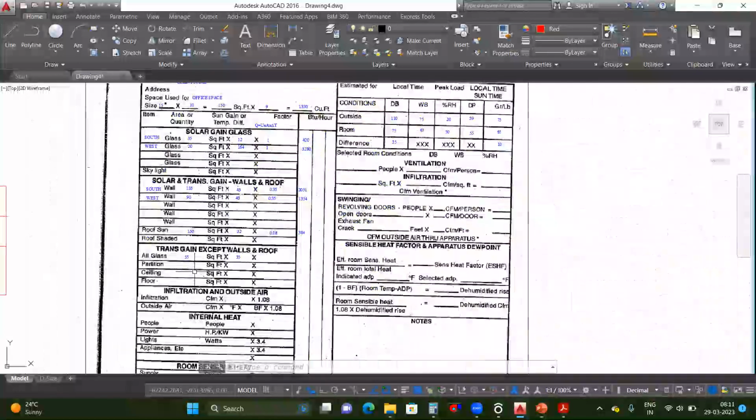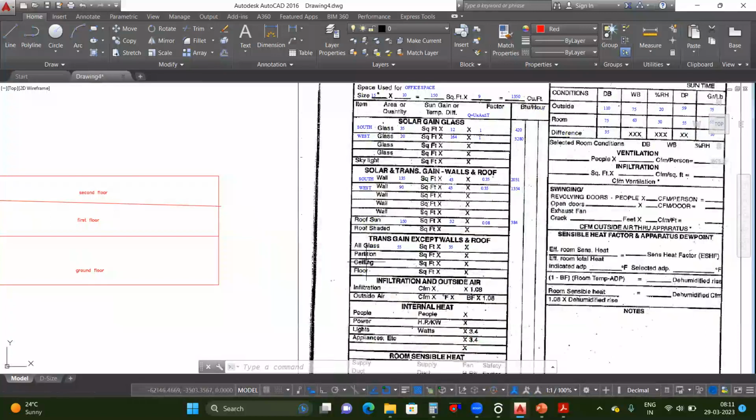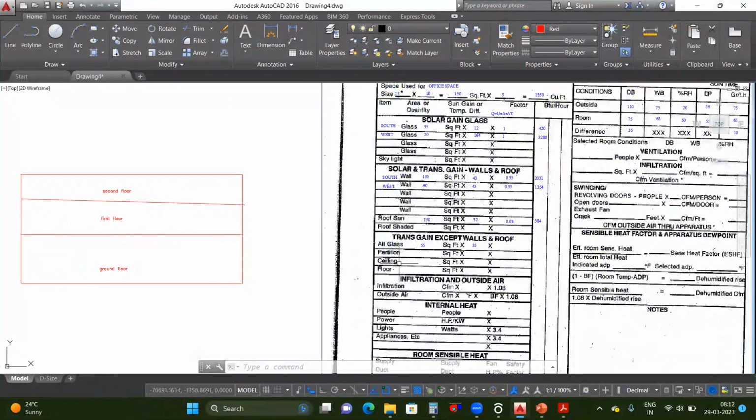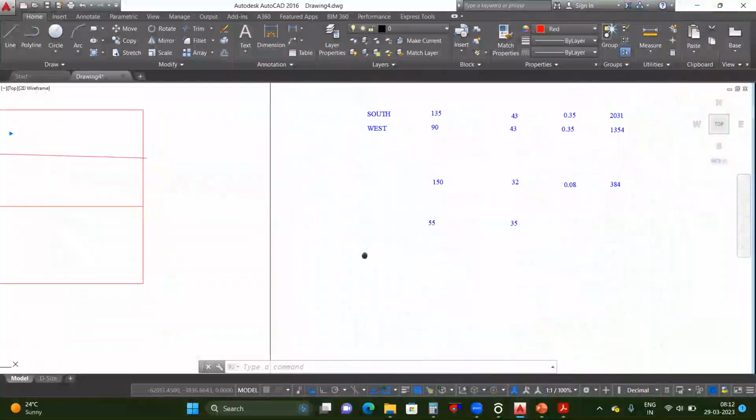So for partition, we need to take the partition. Ceiling is not required, so we have taken our example as a second floor. If we are doing it for the first floor, we need to take that as ceiling. So here the ceiling is not required, so we need to take partition and also the floor value. We are designing for the second floor. Let us assume that the first floor is not air conditioned, so we also need to take the floor value. So the values required here are partition and floor.